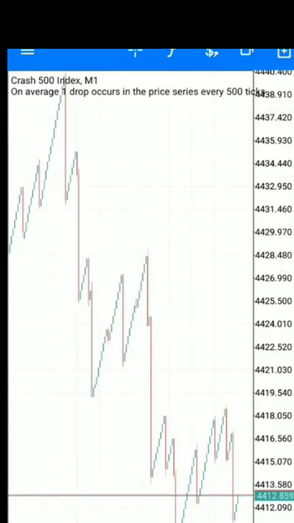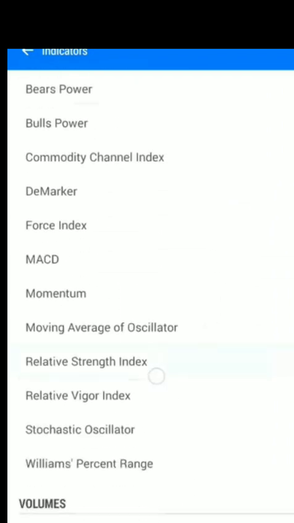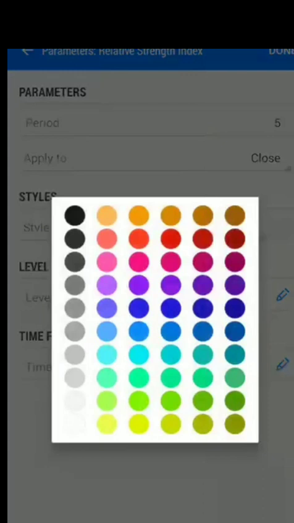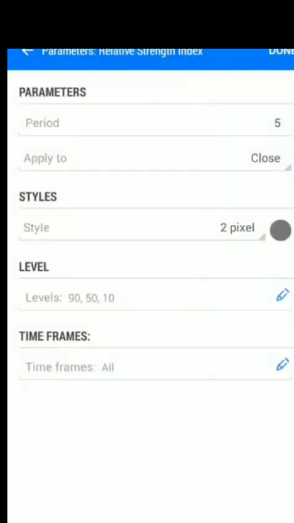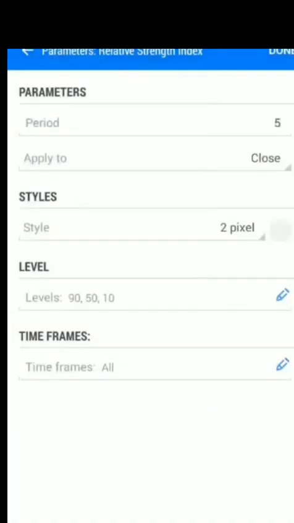The first indicator you will need on this strategy is the RSI, relative strength index. For the relative strength index, you set your period to 5, apply to close. This time make it 2 pixel. Then for the color, make sure the color is similar to your screen. If you are using a black screen, you can use this color. But if you are using a white screen, just use this color that I'm using.